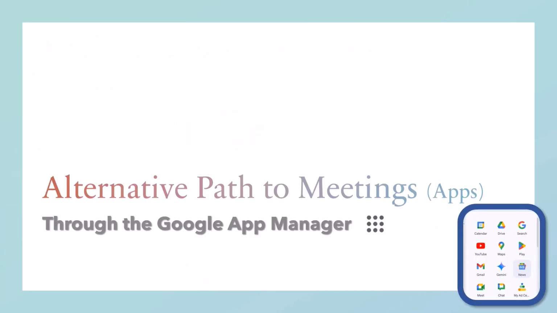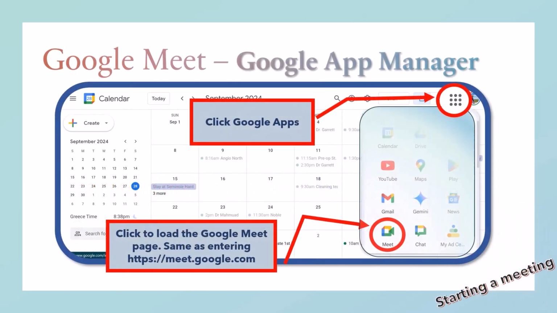We can also access Google Meetings from the Google Apps Manager. If you click on the Google Apps Manager, the 3x3 matrix that you see on various Google screens, an apps screen will appear, and one of those apps in the left-hand corner is Meet. Click on Meet, and you will now get the Google Meet screen that we just discussed with the three various options that you can employ to create meetings.